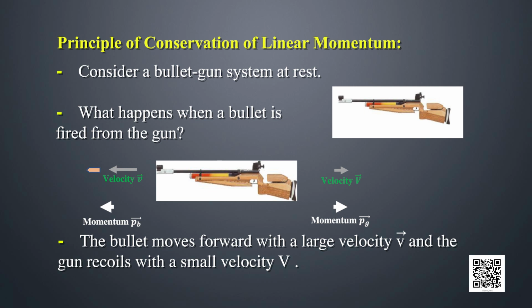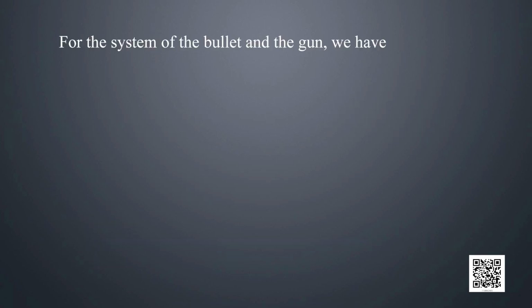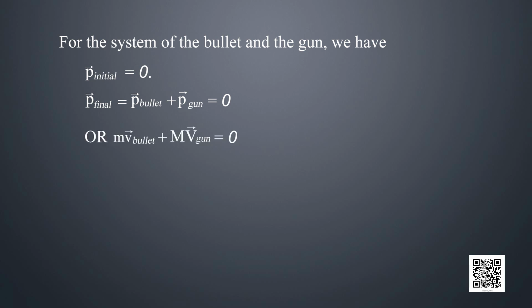For the system of bullet and gun, we have P initial equal to 0, therefore P final, which means the sum of the final momenta of the bullet and the gun, P bullet plus P gun, equals 0, or small m v, which denotes the momentum of the bullet, plus capital M, the mass of the gun, into capital V, the velocity of the gun. The momenta add up to 0, which gives velocity of the gun as minus small m, that is the mass of the bullet, divided by the mass of the gun, into the velocity of the bullet.